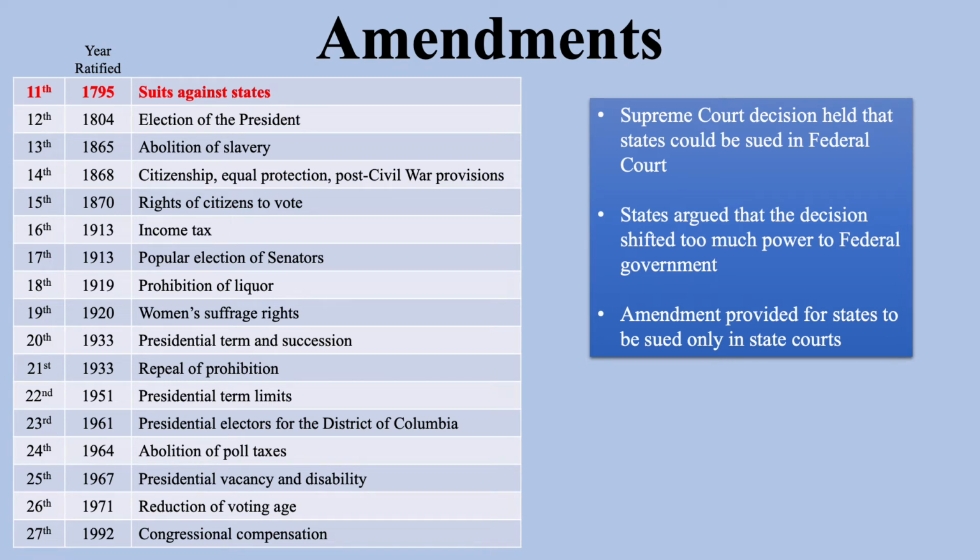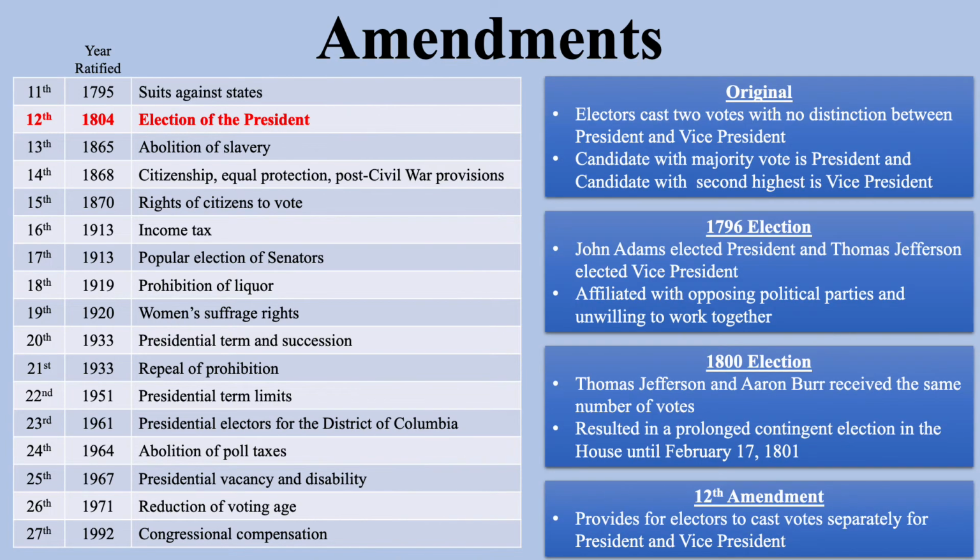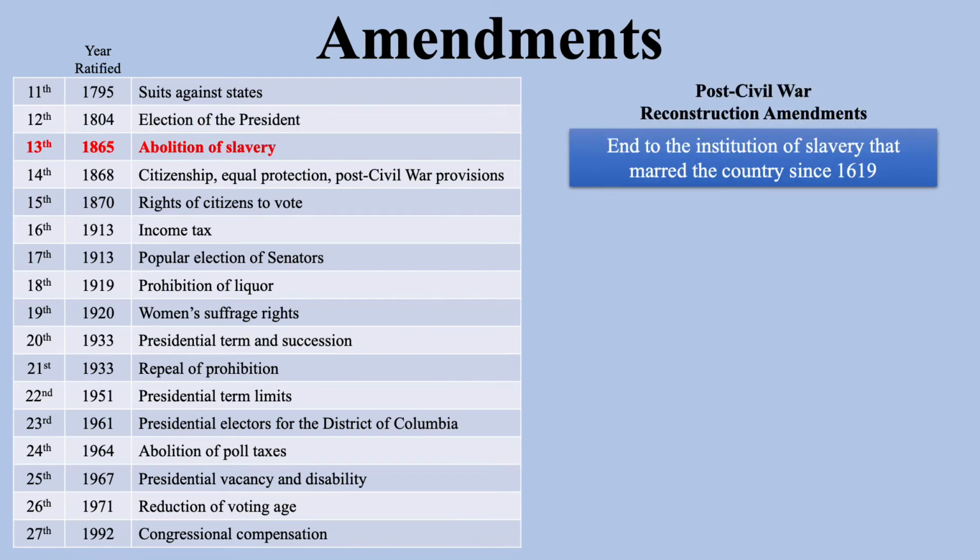The 11th Amendment shifted power back to the states after a specific Supreme Court decision shifted certain powers to the federal government. The 12th Amendment is a bit complicated, but the bottom line is that it was designed to address two issues. The first is that it worked to prevent the election of a president and vice president from opposing political parties. The second is that it worked to prevent the House of Representatives from selecting the president in the event of a tie vote in the Electoral College.